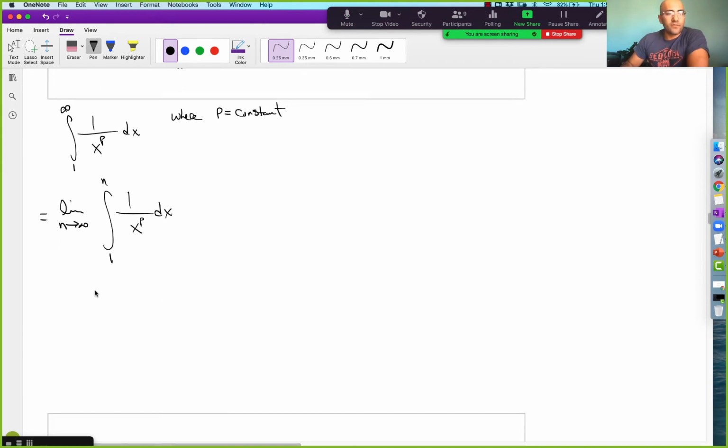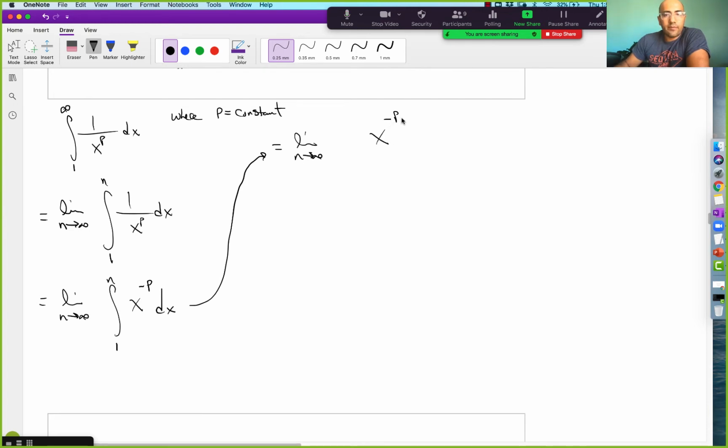Okay. So this is the same thing as the limit as n goes to infinity of the integral from 1 to n of x to the negative p power dx, right? I just rewrote 1 over x to the p as x to the negative p power, which is then going to give me that that's equal to the limit as n goes to infinity of x to the negative p plus 1 power, over negative p plus 1.